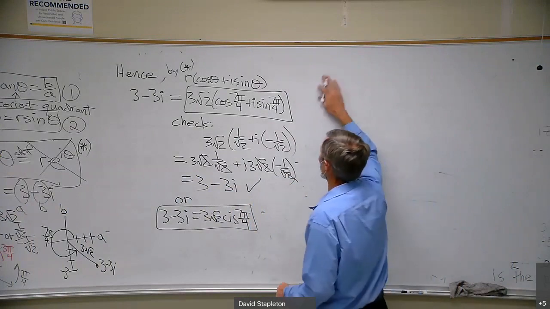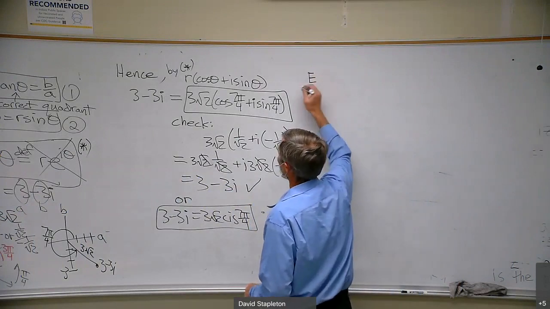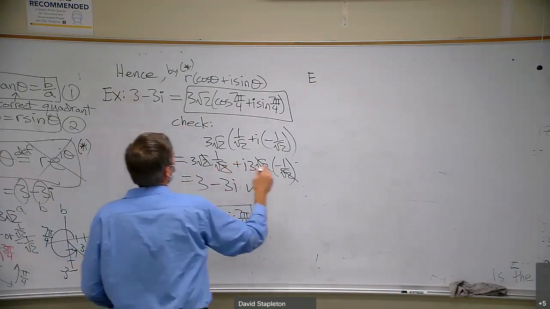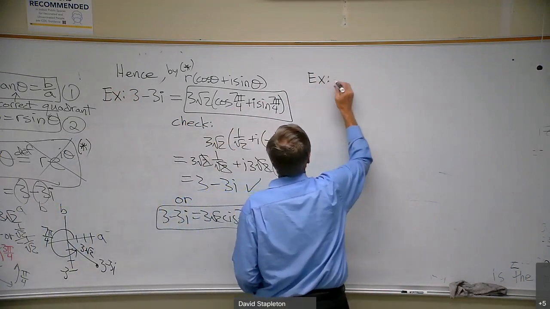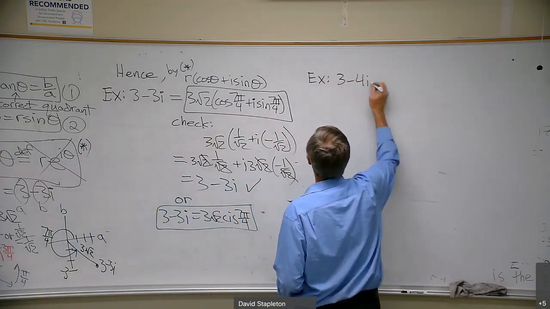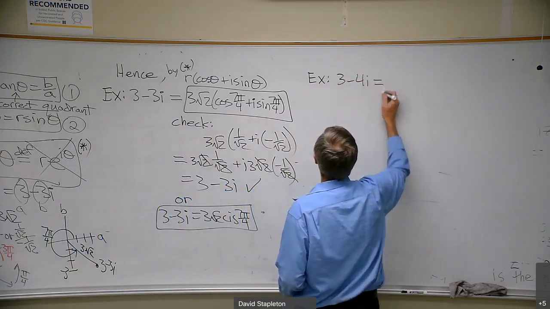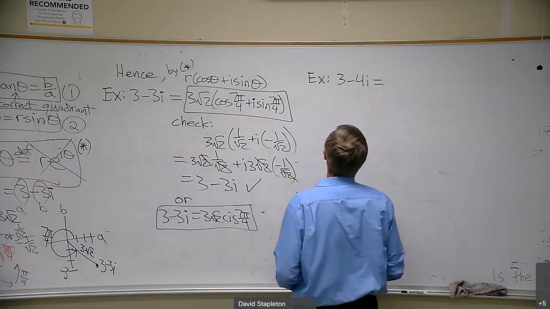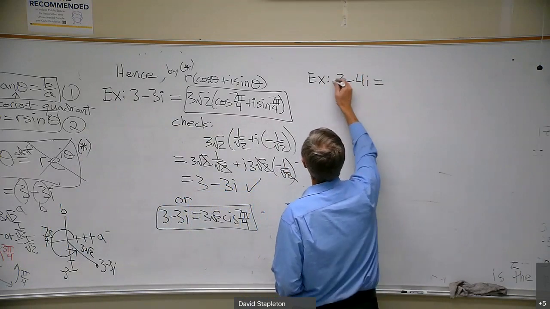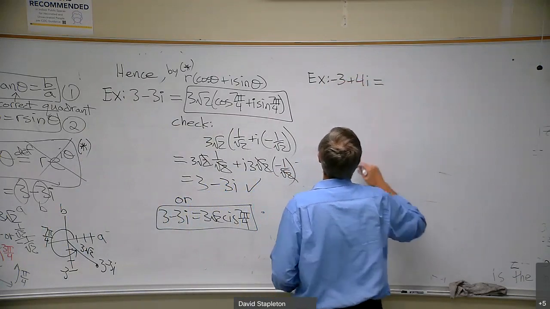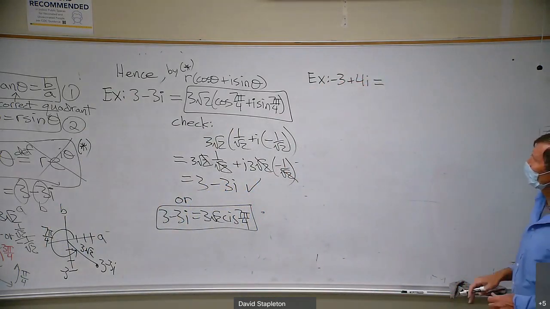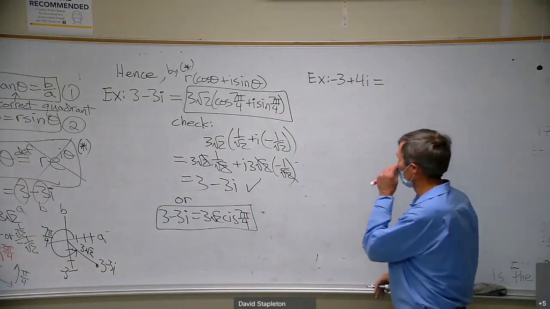Let's try one more where we'll just do decimal. So this was an example. Let's do another example. Let's go back to our favorite number today. 3 minus 4i, what's its polar notation? Well, I'm sorry, let's not do that one. Let's do minus 3 plus 4i. What is its polar notation?